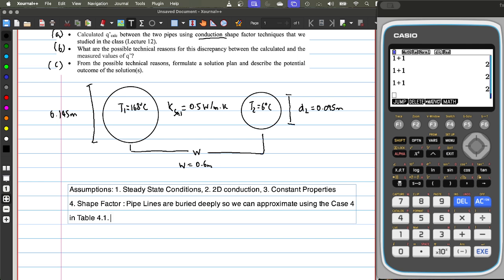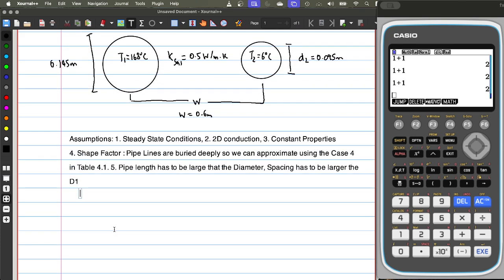Another thing we can also mention, which is more common sense, is that the pipe length has to be larger than the diameter, right? Another thing is this spacing has to be larger than the diameter itself, D1. Okay, so these are our assumptions done. Now we can proceed to calculating what's going on over here.